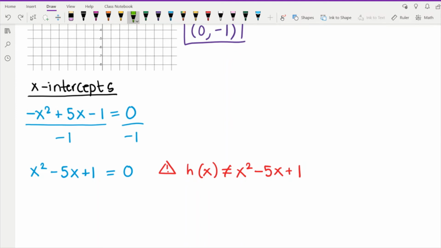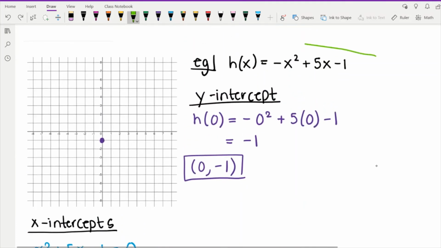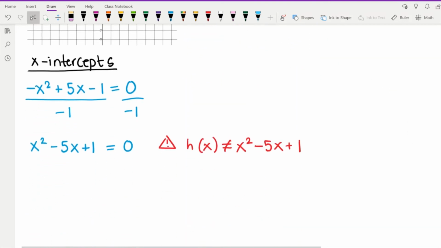So it's really important that later on, when we're finding the vertex, we have to go back to our original function, because this is not our function with the negative sign gone. Sorry, my screen got frozen. This is not our function. This is just an equation that we were able to simplify because it was equal to 0.